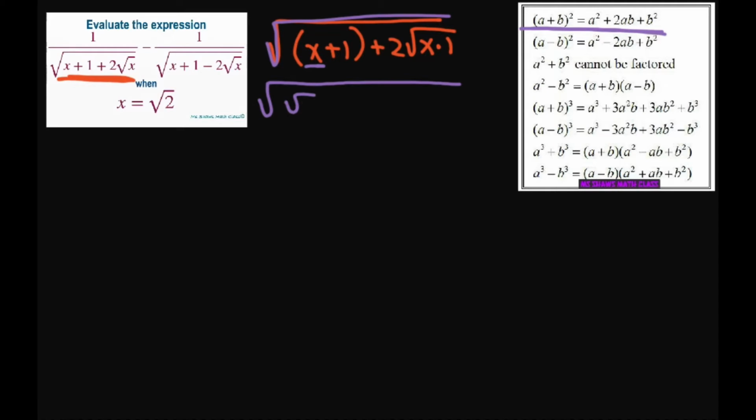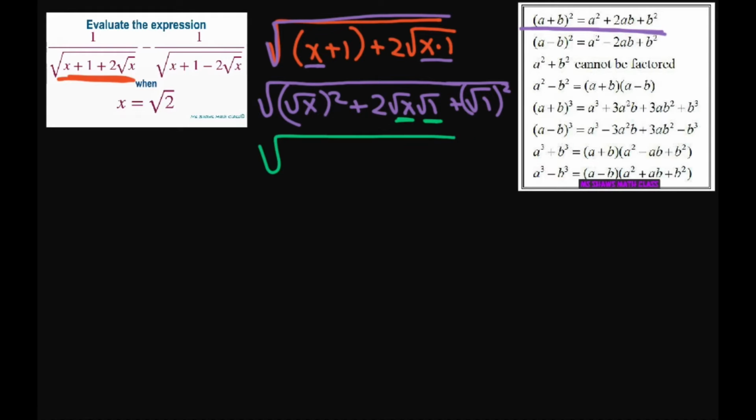So it's going to be square root of x squared plus 2 square root of x square root of 1. You can keep it together if you want. Plus square root of 1 squared. So that means this is your a and this is your b. And we can write this as the square root of, square root of x squared plus square root of x. I'm going to simplify it to this. So that's going to be square root of x plus square root of 1 squared.